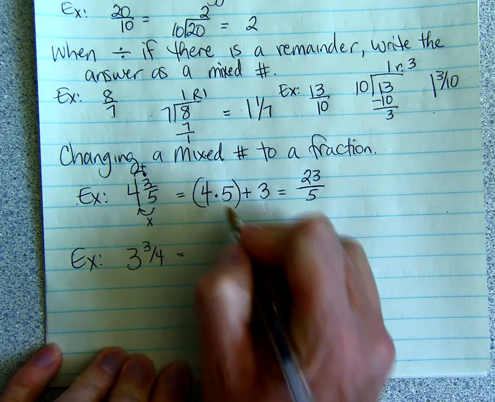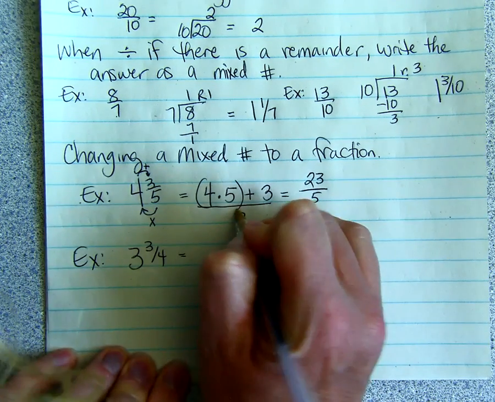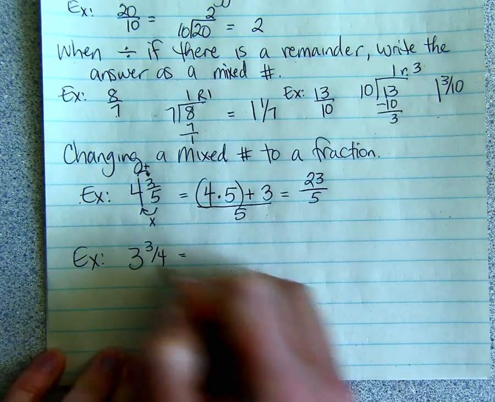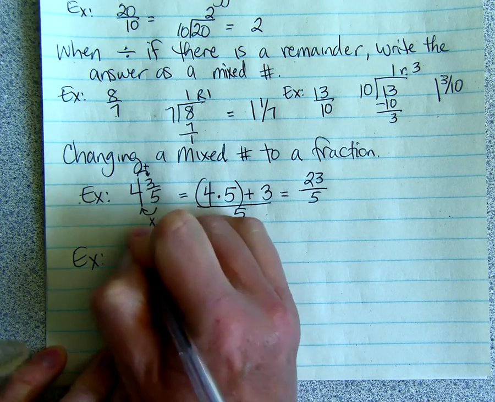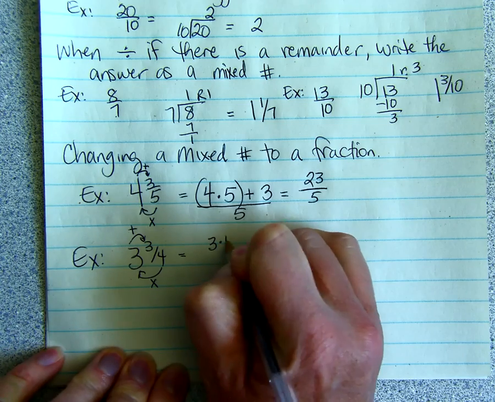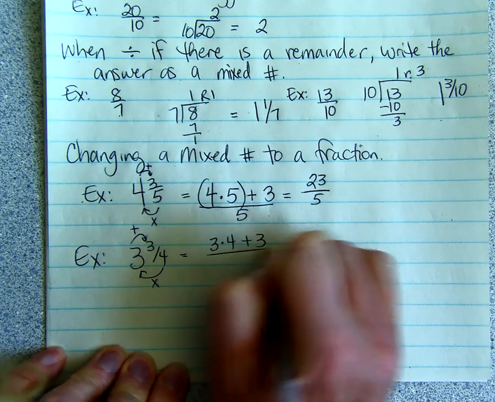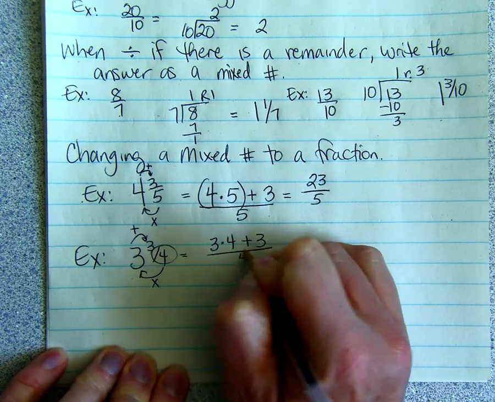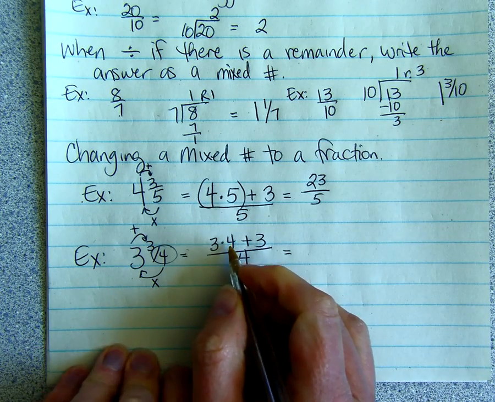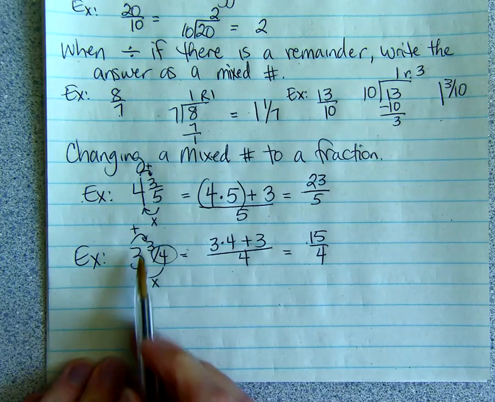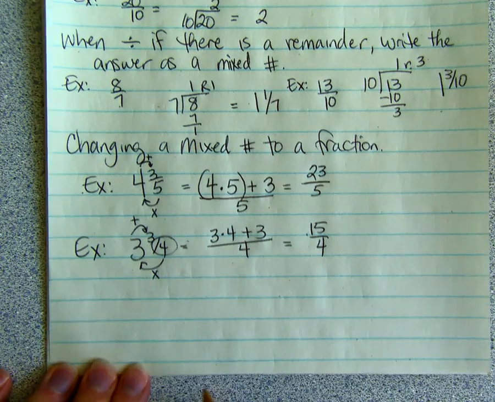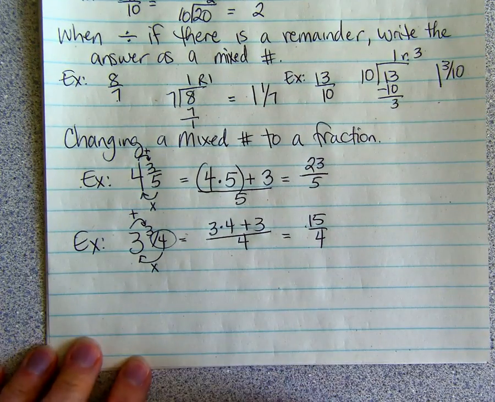So we times, whoops, I forgot to put this over 5. Go back and put that over 5. So we times 3 times 4, then we're going to add 3. And we'll put the whole thing over our denominator, which was 4. 3 times 4 is 12, plus 3 is 15/4. So 3 and 3/4 is the same thing as 15/4.